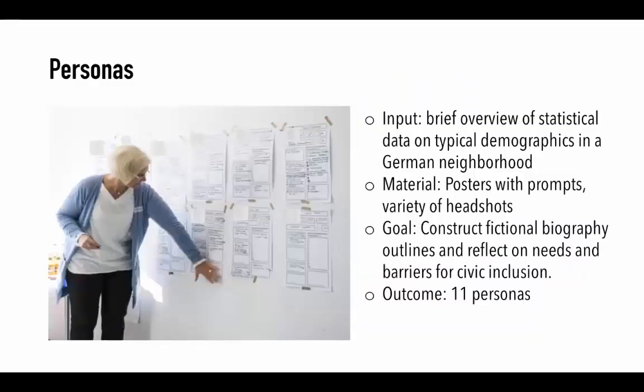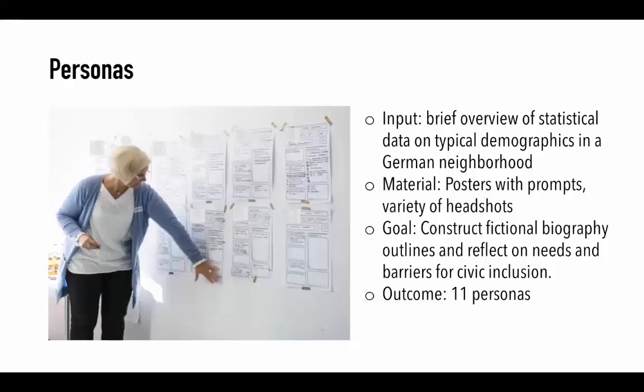We then tried to shift from talking about your own experience, your own neighborhood, to taking somebody else's point of view. This is where we used the personas exercise. I gave people a brief overview of statistical data on typical demographics in a German neighborhood. To make it easy, I said, imagine 100 people. Of those 100 people, here's how the age breakdown is, the different age brackets. Here's how many people will be migrants. Here's how many people will be 80 years and older. Here's how many people will be 90 years and older. Here's how many children will be around. Here's how many people will have a disability.